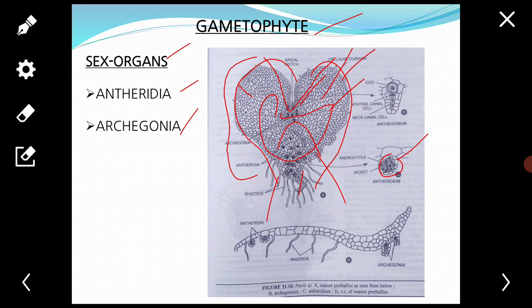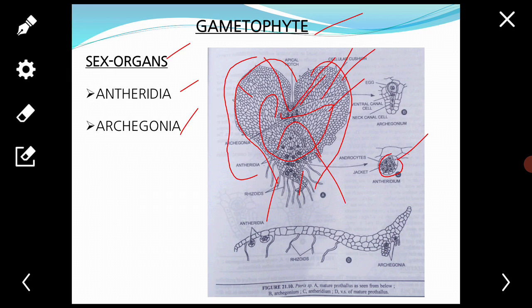The jacket encloses about 30 to 50 large, spirally coiled, multiflagellated anthrozoids or spermatozoids. Each anthrozoid is enclosed within its mother cell.